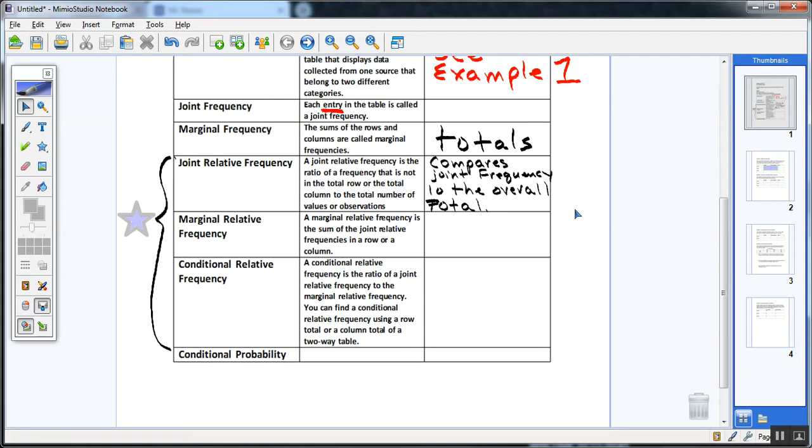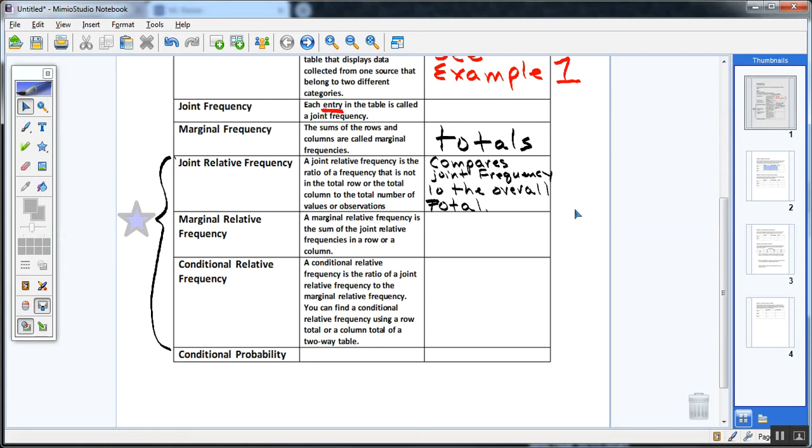So a joint relative frequency is always comparing your joint frequencies to an overall total. Not a marginal total, not a row total or column total. Okay? And we'll look at an example. Now your marginal relative frequency, a marginal relative frequency is the sum of the what? Joint relative frequencies. So to find your marginal relative frequencies, it's just the sum of the joint relative frequencies, and I'll show you how that works in a little bit.